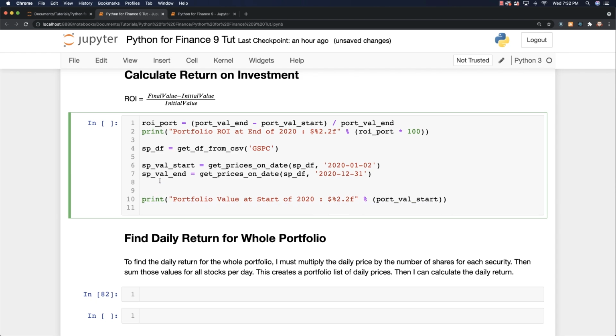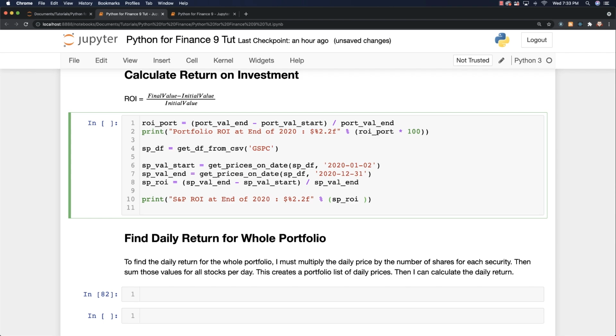All right, so I need to get the return on investment. So S&P ROI is going to be equal to the SP value at the end of the year minus SP value at the start of the year and divided by SP value at the end of the year. Then what I can do is I can say S&P 500, S&P return on investment at end of 2020. And there's this. And I just go S&P, get rid of that, S&P ROI.